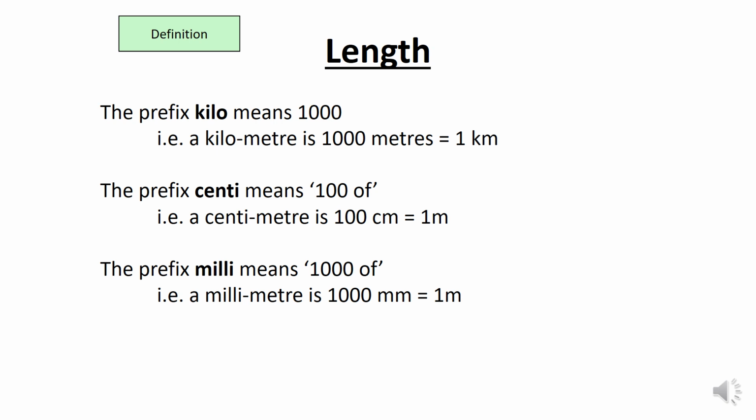Okay, and the prefix milli also means 1,000, but milli is not the same as kilo. Kilo signifies something big, whereas milli sounds a bit like mini as well, and it signifies something quite small. Okay, so even though milli is also 1,000, it's a small 1,000, whereas a kilo is a large 1,000, if that makes sense. So 1,000 millimeters would equal 1 meter. Okay. And that's just an example.